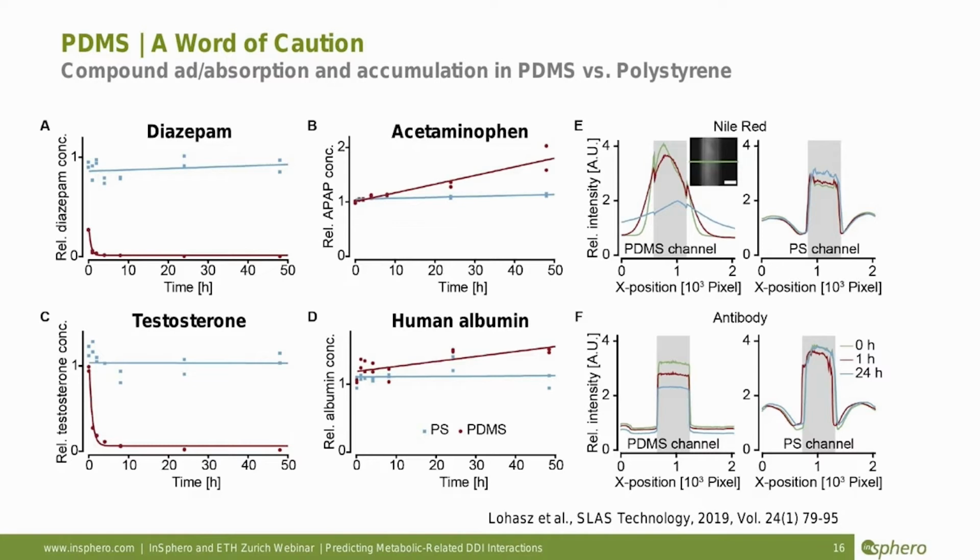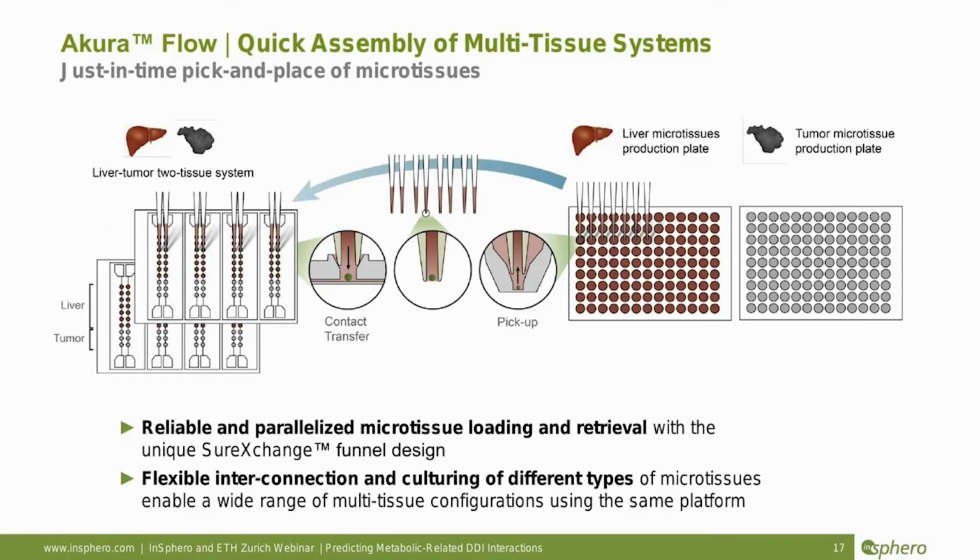So as I mentioned before, we need to transfer the microtissues from our production plates into the microfluidic chip to construct such kind of a multi-tissue experiment. And this is how it is done in a schematic view. So on the right side, you have the 2 production plates, for example, liver microtissues and tumor microtissues, and we are transferring them directly into the Akura flow system on the left side by using pipette tips.